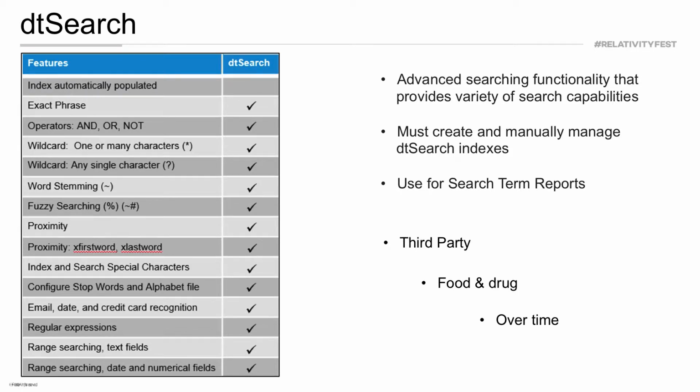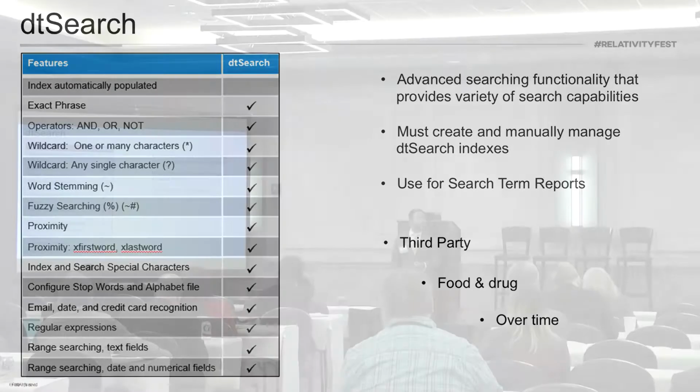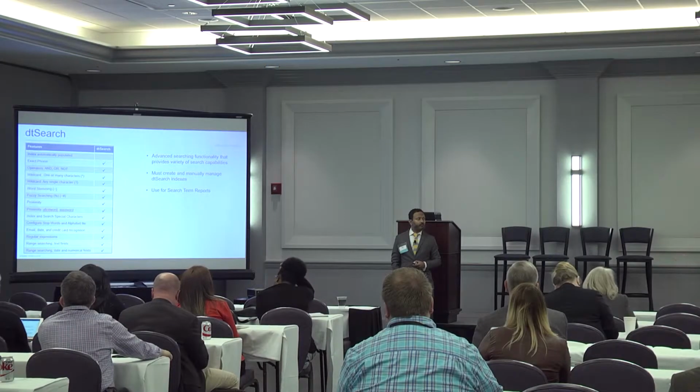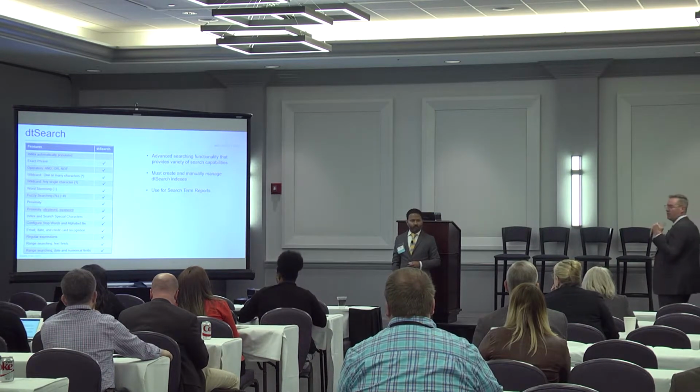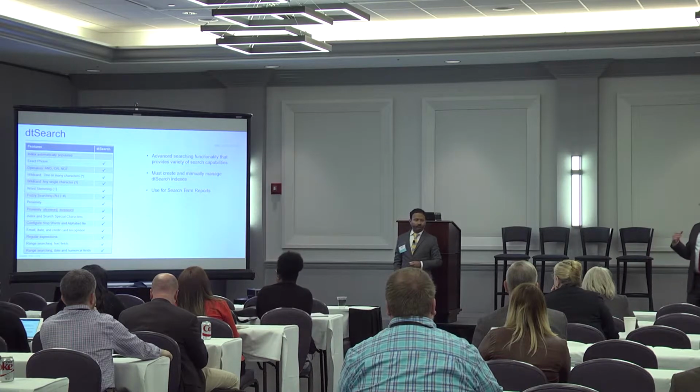The other one I like to point out is X last word and X first word. I think this is one that's really good to use but often overlooked. If you, for instance, want to look for a word that's within 25 words of the beginning word of the document, then you can search for X first word and make the X 25. So that's a really useful tool as well.